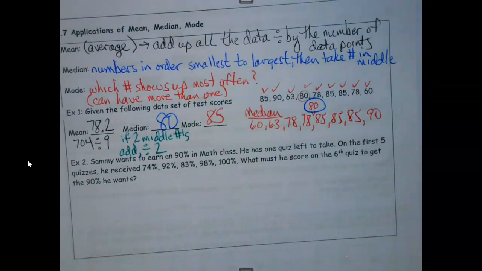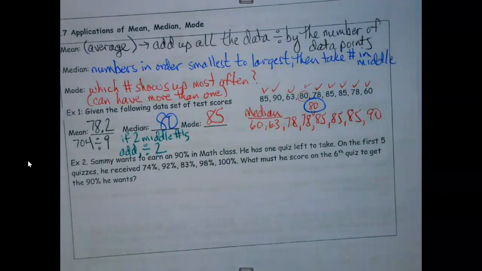Now, the last part that goes with this is, what if I'm in a class? And this could be helpful for some of you that ask sometimes, what do I need to get my grade to here? You can answer it yourself. Sammy wants to earn a 90% in math class. One quiz left. On the first 5 quizzes, he got 74, 92, 83, 98, and 100. What score must he get on the 6th quiz to get the 90% he wants? Okay, couple of ways to tackle this. Here's the way that I think is easiest.